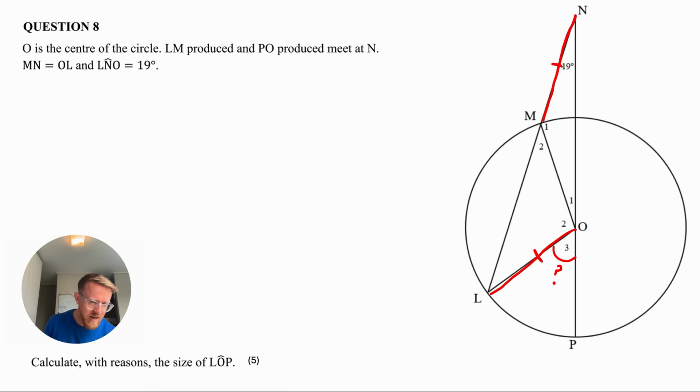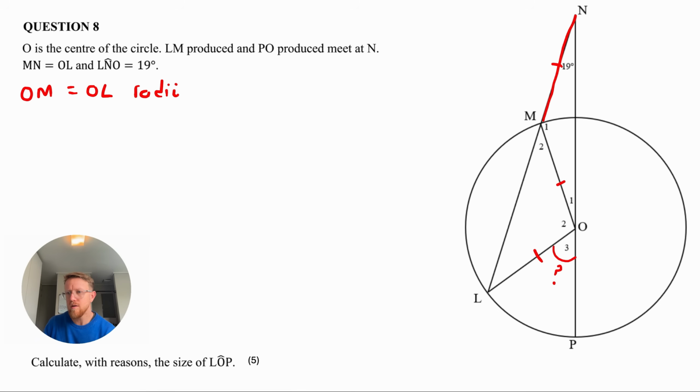Okay, so calculate with reasons the size of LOP. That's the angle we need to find. It's really not the most difficult question because there's a whole bunch of lines here that are going to be equal in length. This is a radius of the circle, and that one there is a radius. So OM is going to have the same length as OL because they are both radii. Can you see that? That length and that length must be the same.